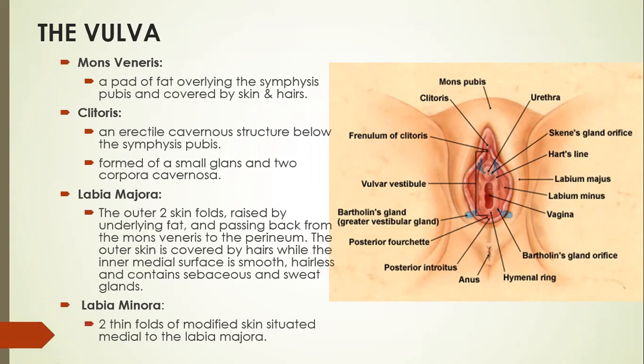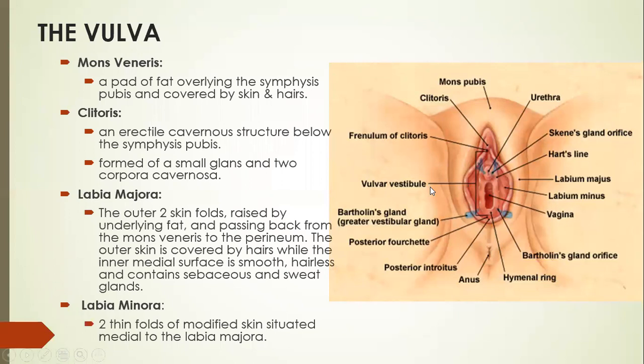Then we have the labia majora, on either side, also called the labium majus. These are the outer two skin folds raised by the underlying fat. A thick pad of fat will be inside this. Passing back from the mons veneris to the perineum, the outer skin is covered by hair, while the inner medial surface is smooth, hairless, and contains sebaceous and sweat glands.